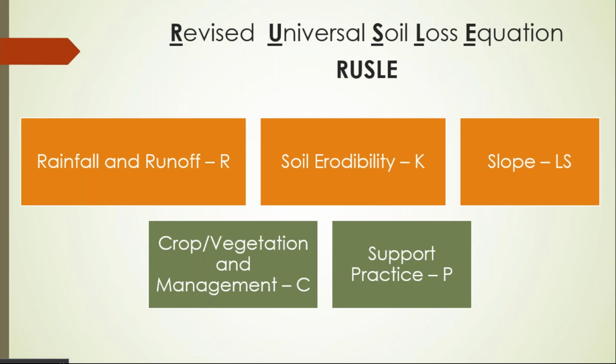So this revised universal soil loss equation considers 5 factors that we will take apart and explain a little more throughout this presentation. It considers rainfall and runoff, rainfall erosivity and runoff; the soil erodibility, the inherent erodibility of the substrate; the slope and topographic conditions; what crop management and vegetation factors apply; and any kind of support practices that we can implement to mitigate erosion.